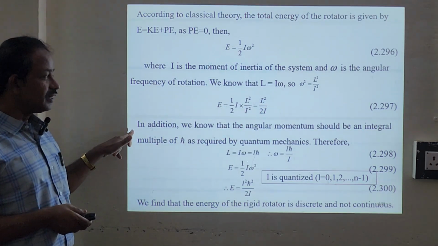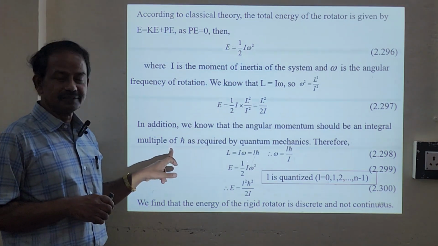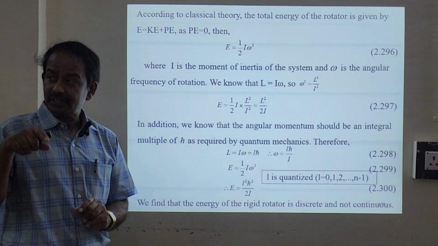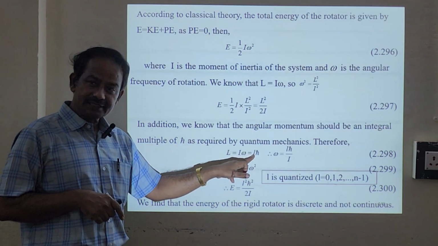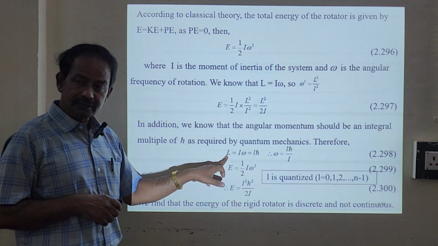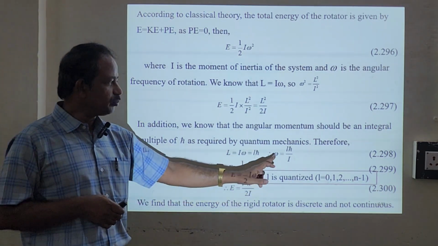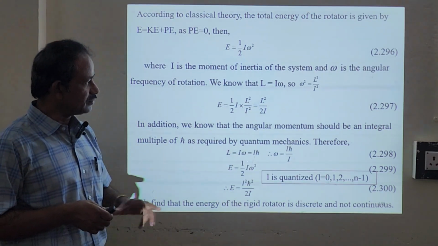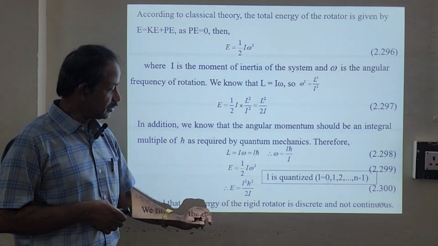So we know that the angular momentum should be an integral multiple of h bar. Angular momentum L is the integral multiple of h bar. So we can write L equals l h bar. Of course L equals I omega, we know already. So omega equals l h bar divided by I. So we know already E equals 1 by 2 I omega squared.